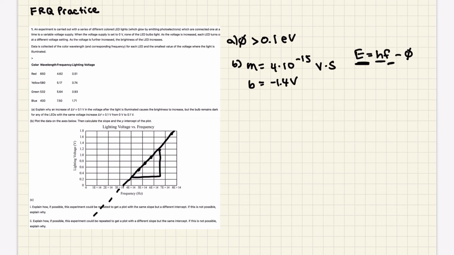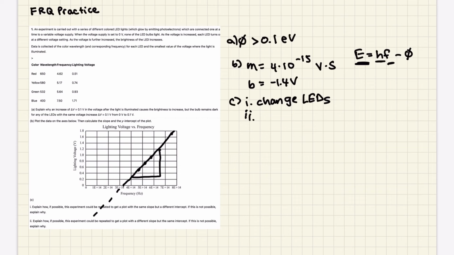And part C, explain how, if possible, this experiment could be repeated to get a plot with the same slope but different y-intercept. If this is not possible, explain why. So you're going to need a different work function because the work function is just the y-intercept. So you need LEDs that are a different material, and that would change the work function since the work function depends on the material. So for C part 1, you just change LEDs. And that gives you a different material, which is a different work function.